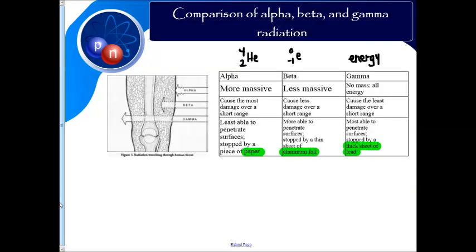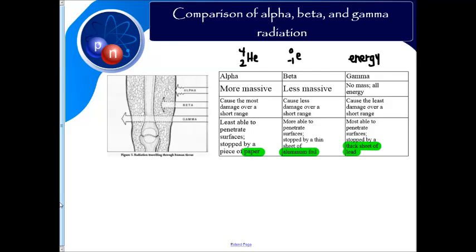Now, to give you a little more information on these particles and energy. Alpha particles, which are our helium nucleus, are much more massive. They have a mass number of 4. There's substance there. They will actually cause the most damage over a short range, but they are least able to penetrate surfaces. They can be stopped by a piece of paper. Beta particles are less massive because they essentially only consist of an electron. They cause less damage over a short range, but they are more able to penetrate surfaces. They can be stopped by a thin sheet of aluminum foil, but they would be able to penetrate your skin.